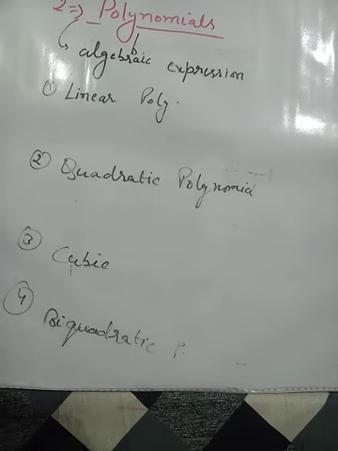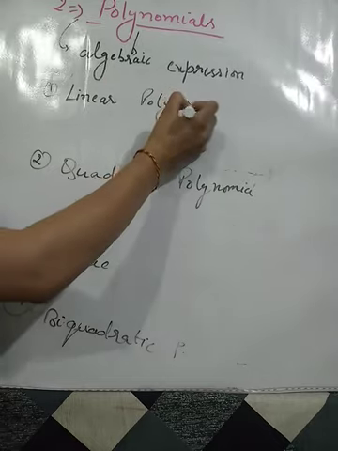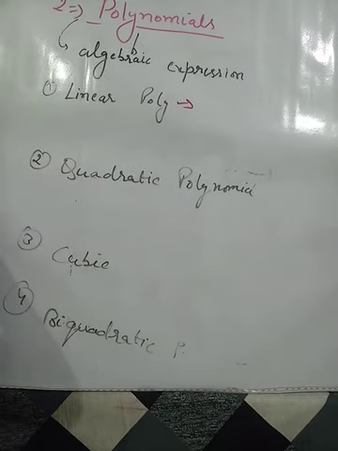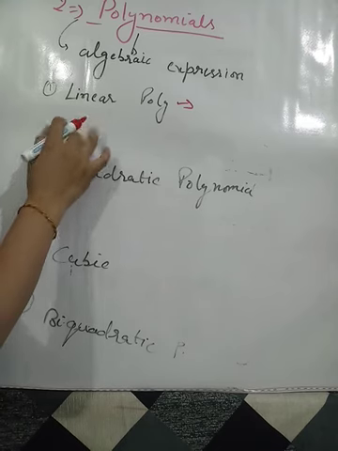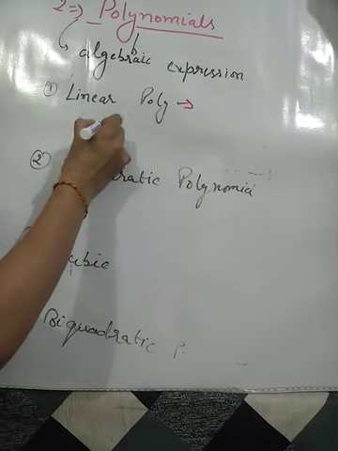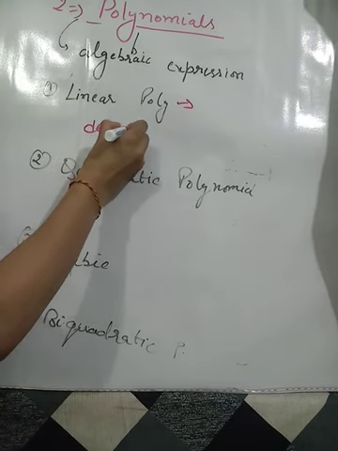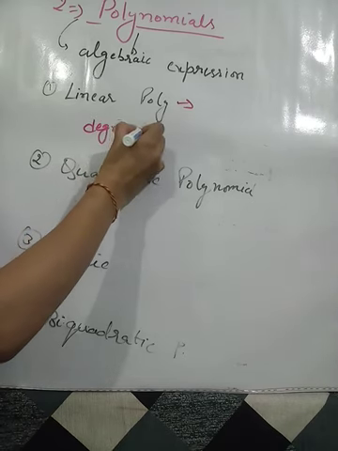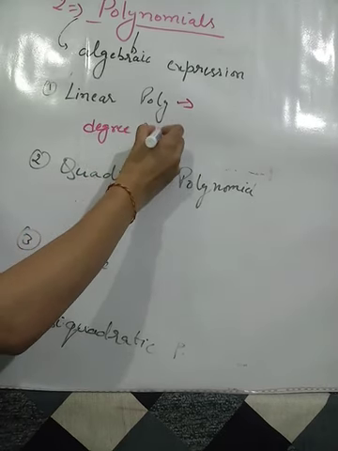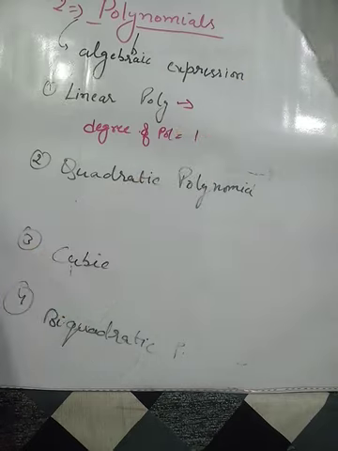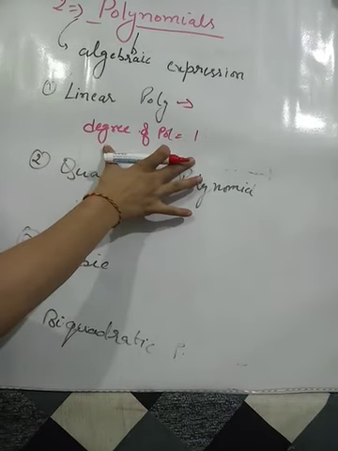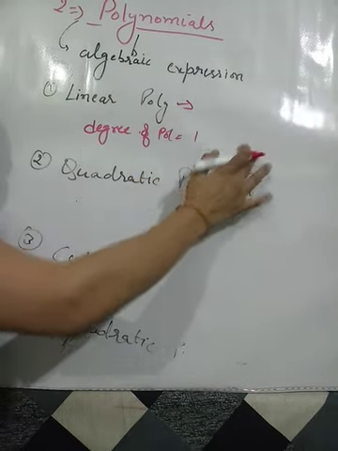Now the other types of polynomial: linear polynomial. So what is a linear polynomial? If you have any polynomial and the degree of the polynomial is 1, then it is a linear polynomial. Degree means the highest power of the variable.